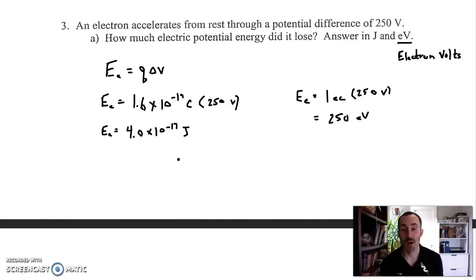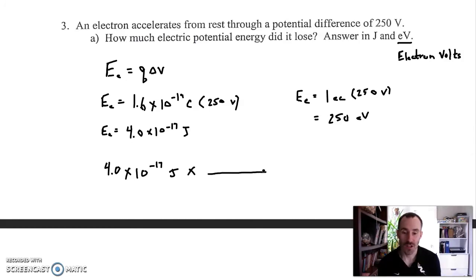It's just like how 1 eV is 1.6 times 10 to the negative 19 coulombs. So we would just take this 4.0 times 10 to the negative 17 joules, and we would do our conversion. If I want to get rid of the joules and change it to electron volts, I go 1 electron volt is 1.6 times 10 to the negative 19 joules. And when I do that division, I get the exact same thing.